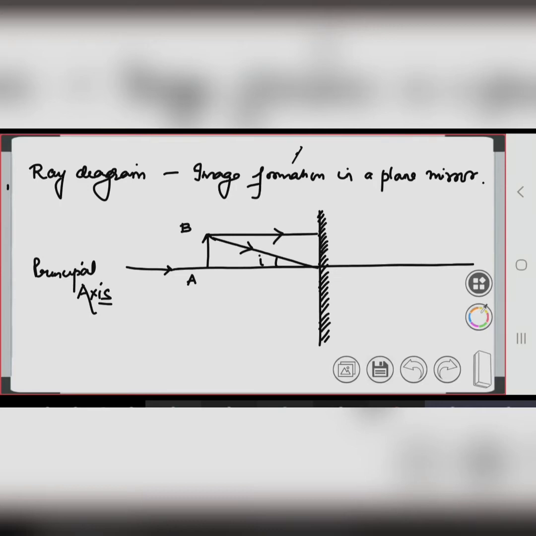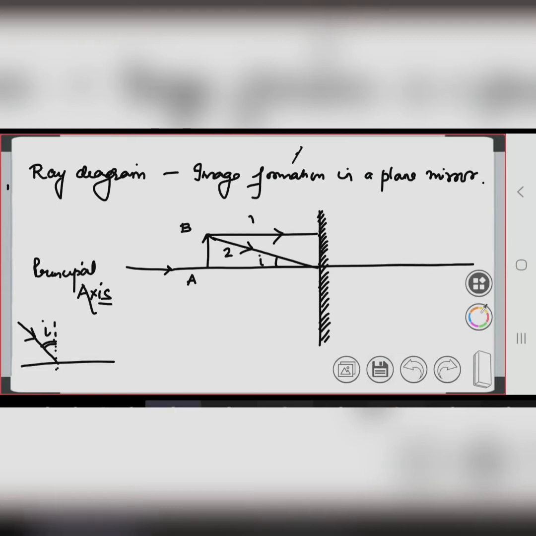Now, can somebody tell me what would be the path of ray 1 and the path of ray 2 after reflection? So suppose this is your surface and this is the normal. Normal is an imaginary line which will make a 90-degree angle with the surface. So the angle between the normal and the incident ray is called the angle of incidence. Now for ray 1, can somebody tell me what is the angle of incidence?